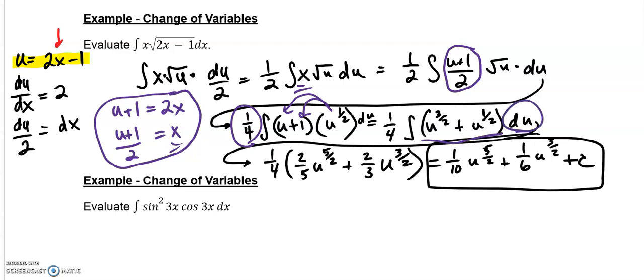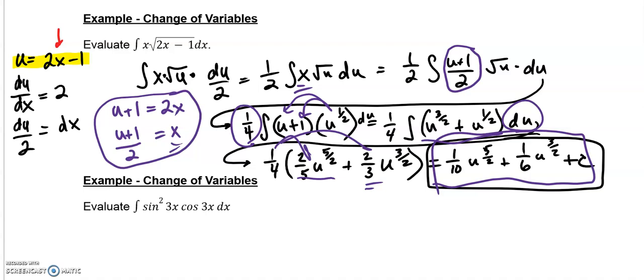And again, now we have all variables of u. Now we can integrate, and that's where the u to the 5/2 times 2/5 plus u to the 3/2 times 2/3, and then you distribute this 4 in, and you get 1/10 u to the 5/2 plus 1/6 u to the 3/2 plus c on that one. Involving a little bit of creativity for this one.